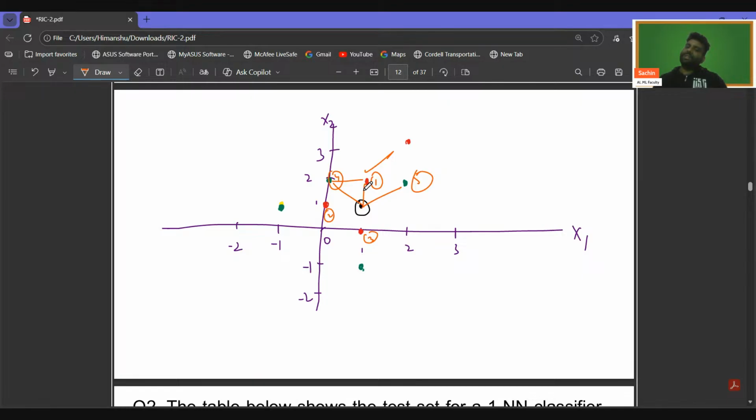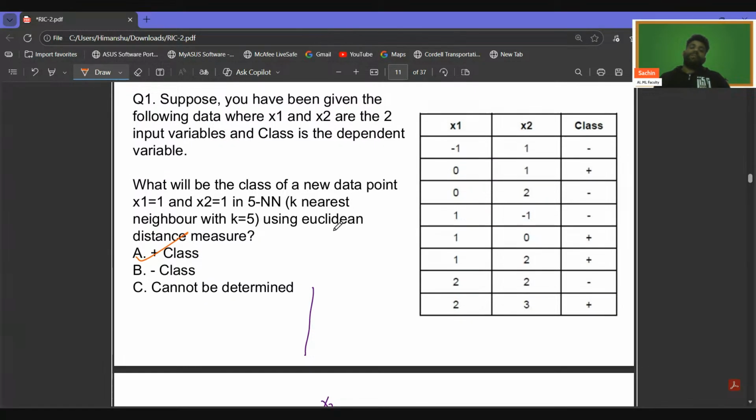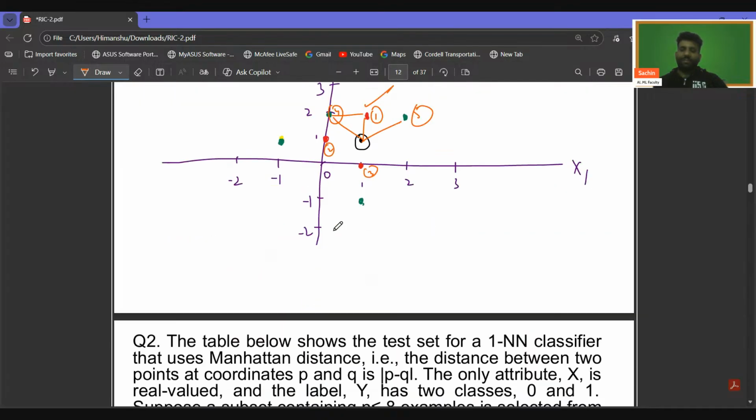The plus is the majority class. So in that case, A is going to be our answer. I hope it's clear. And I hope you're understanding. Okay. So this was our first question based on nearest neighbor. I hope you could understand.